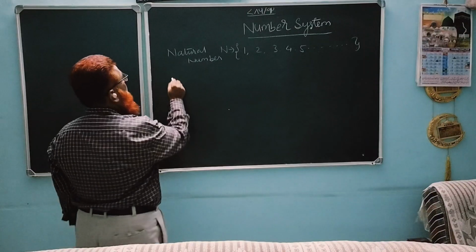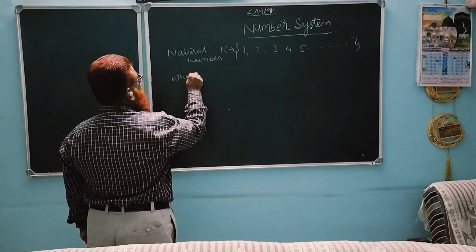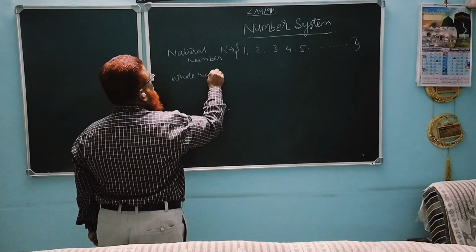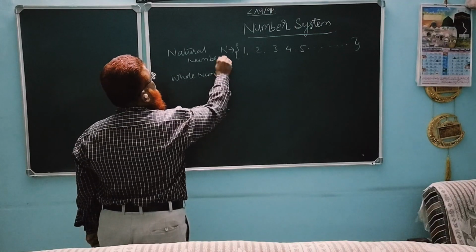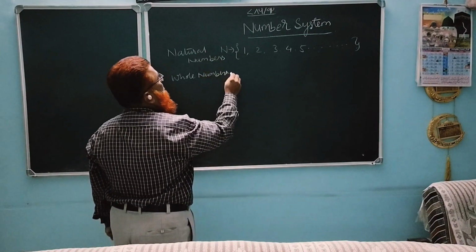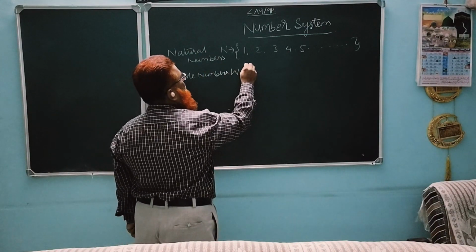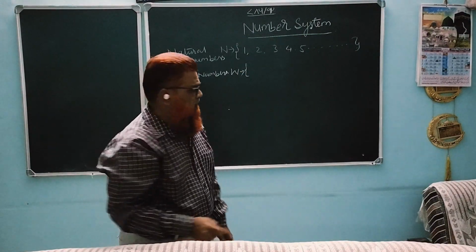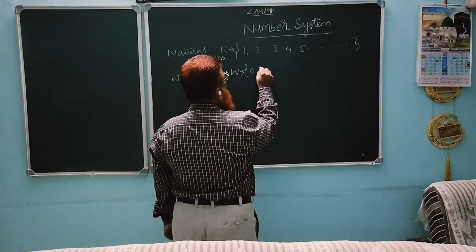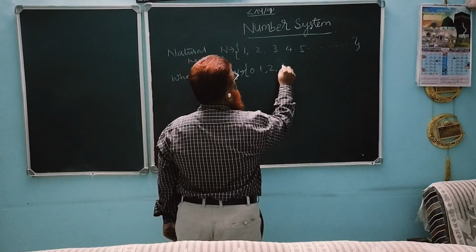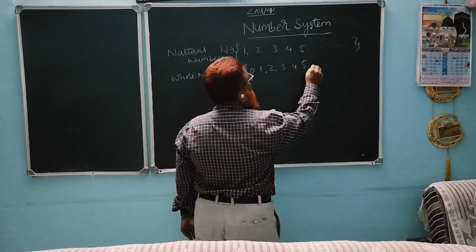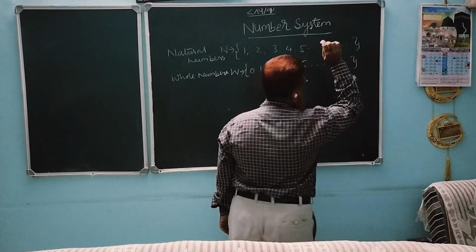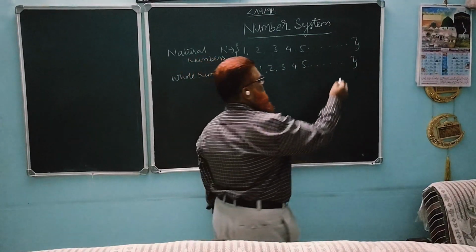The next number is whole numbers. What are whole numbers? And this group is denoted by capital W. The whole number is 0, 1, 2, 3, 4, 5, etc. It's up to infinity.